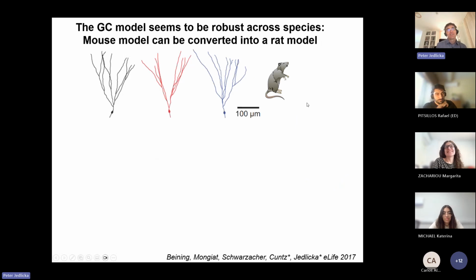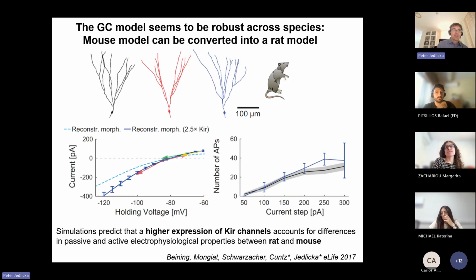The nice thing was that the mouse model can be converted into a rat model using a simple shift in the expression of KIR channels. So again, we don't have to talk about the details, but I think this is one important message: if you want to create a model, it's good to replicate several data sets and potentially even species differences.